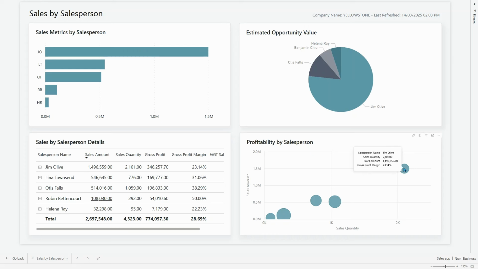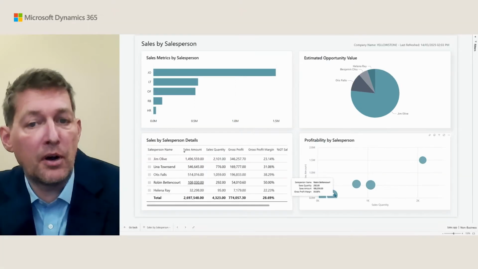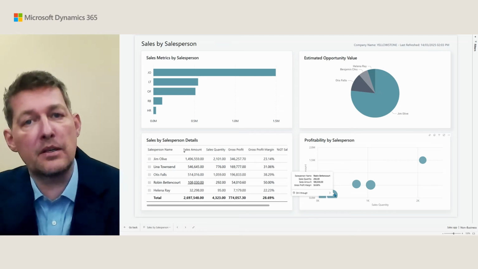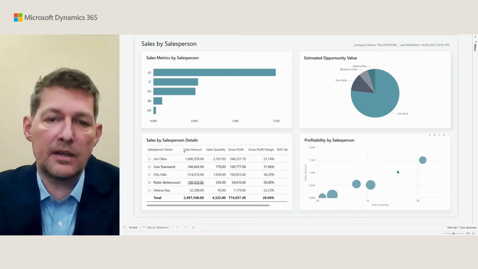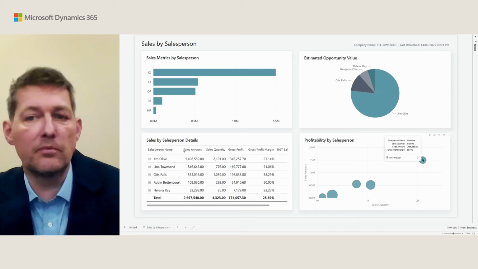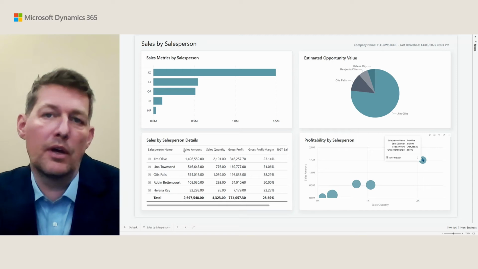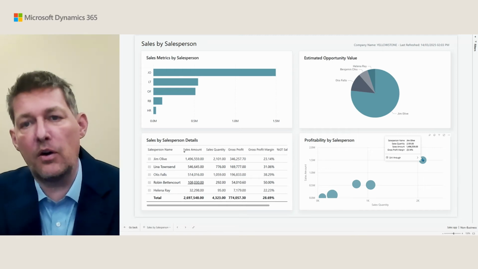So here, Jim is generating 23% margin with an amount, where some others generate much more, not only revenue, but actually profit. So I'm not saying that you should fire Jim. I'm just saying that this could be a way to also have a look at the sales staff with some different metrics and see whether it's profitability or the sales amount or the quantity of sales that drive these different sales staff.